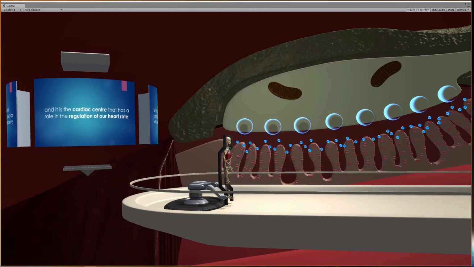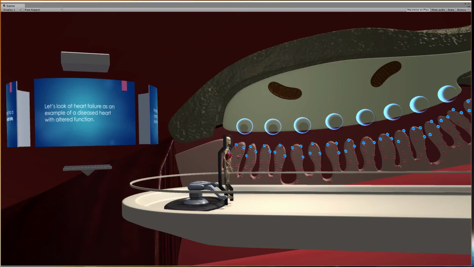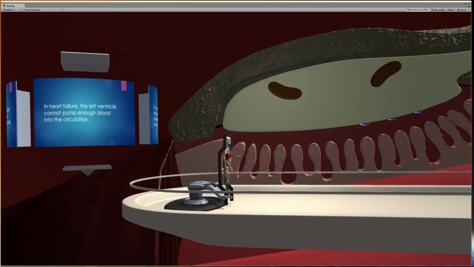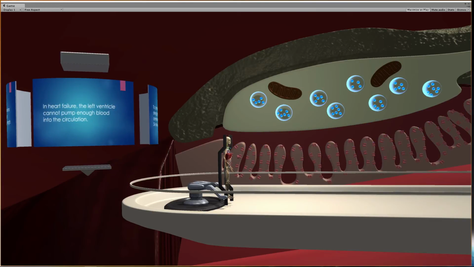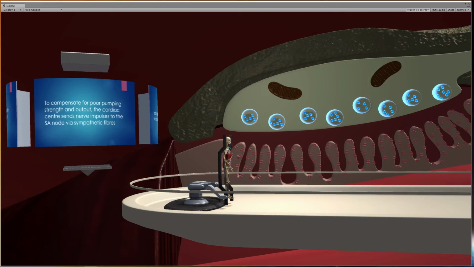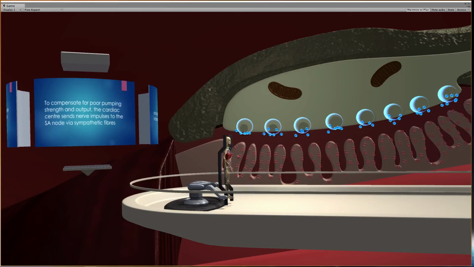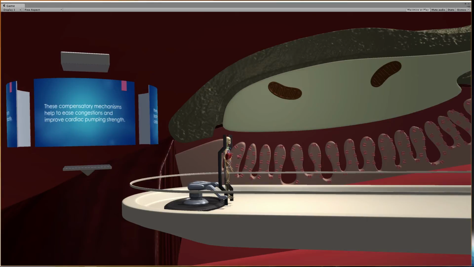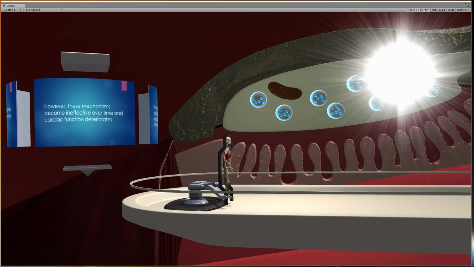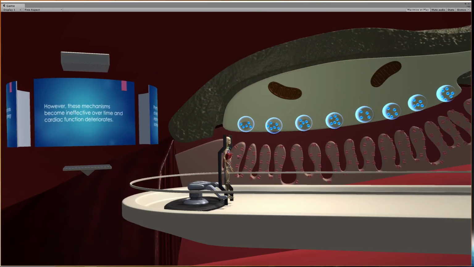Let's look at heart failure as an example of a diseased heart with altered function. In heart failure, the left ventricle cannot pump enough blood into the circulation. To compensate for poor pumping strength and output, the cardiac center sends nerve impulses to the SA node via sympathetic fibers, and noradrenaline is released to increase heart rate and contractility. These compensatory mechanisms help to ease congestion and improve cardiac pumping strength. However, these mechanisms become ineffective over time and cardiac function deteriorates.